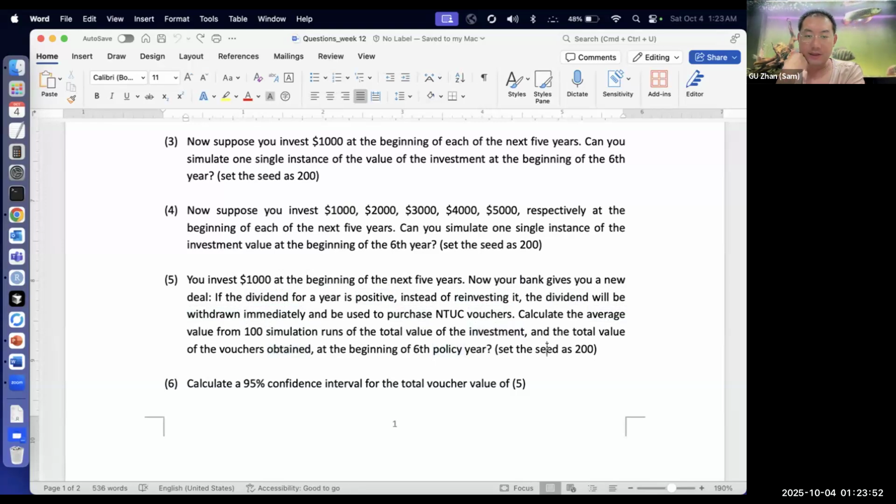Okay, calculate the average value of 1,000 simulation runs of the total value of the investment at the beginning of the 6th policy year. So if you get a profit, instead of reinvesting, the profit will be converted into cash in another account to buy the NTUC vouchers. So you want to find that money if it's positive for each year, then sum them together, and you will get the entire total NTUC vouchers at the beginning of the 6th year.